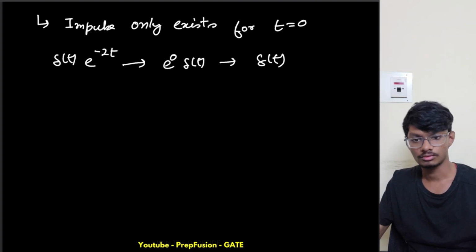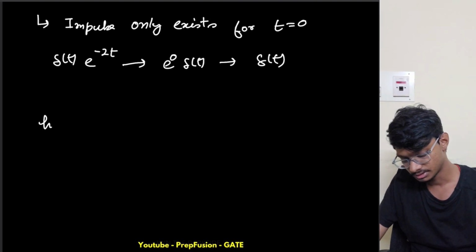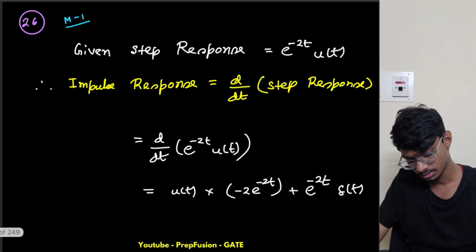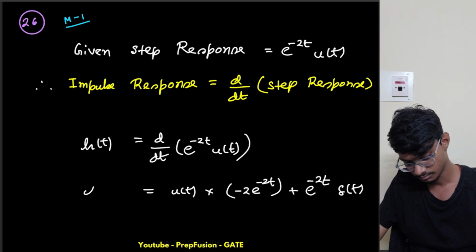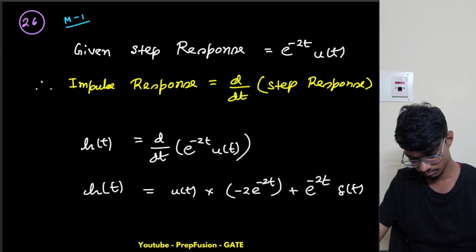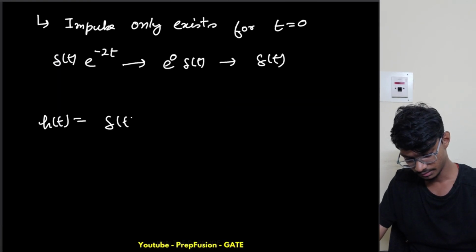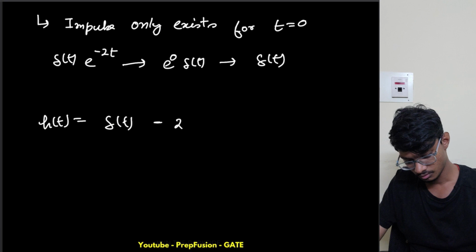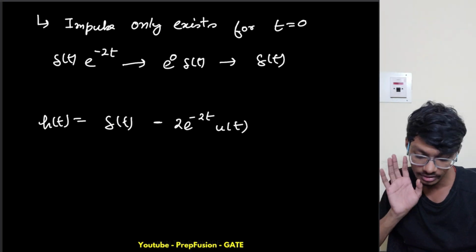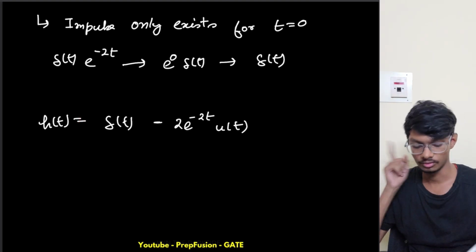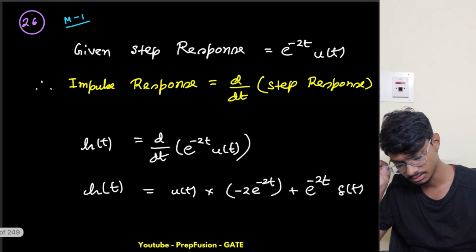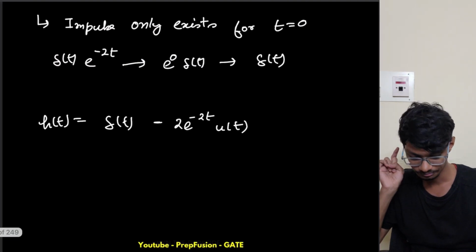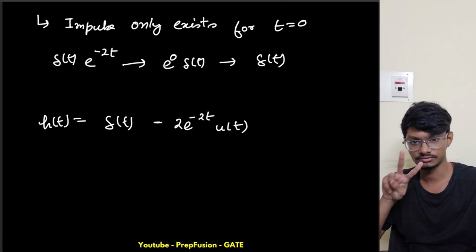Okay, so now what does our impulse response become? This is h of t only. It becomes delta t minus 2 e raised to power minus 2t u of t. So now if we integrate this back, just look at it. If you integrate this, you will get the step response. Okay, so that is for you to cross verify.